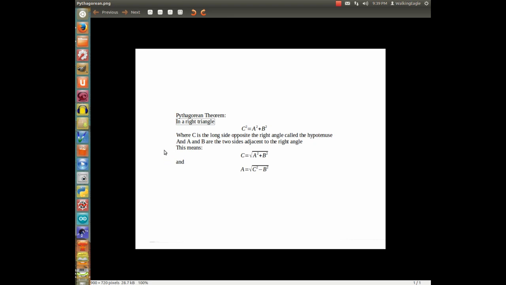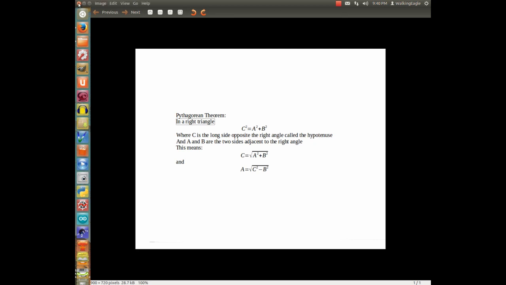Now this means that if you're talking about the absolute value, and we are, because everything's going to always be positive, C is equal to the square root of A squared plus B squared. And that is the formula we'll be using throughout the rest of this tonight. Also, if you know the long side and one of the short sides, you can take C squared minus B squared, and the square root of that will give you A. So C equals the square root of A squared plus B squared is going to be our main formula. Okay, let's go back to our triangle.